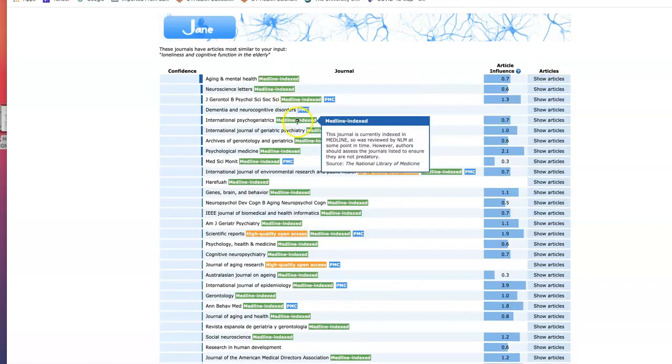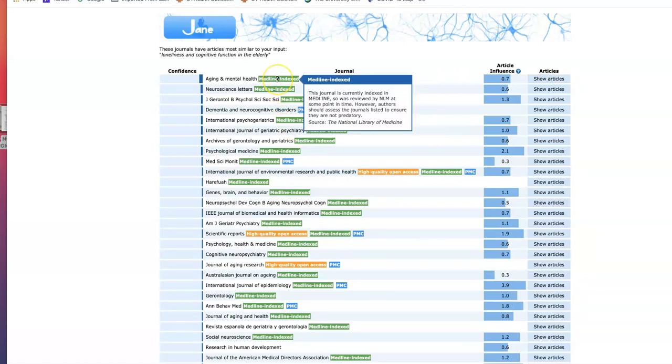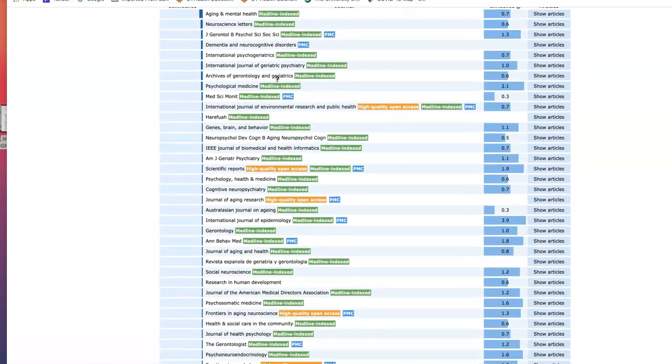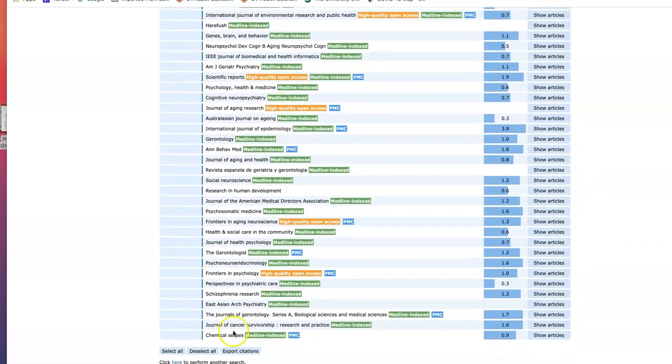When you see where it says Medline indexed, the journal is currently indexed in Medline, so it's reviewed by NLM at some point. However, authors should assess whether the journals are predatory. I'll tell you what that means. But let's go down to one of these lower matches.